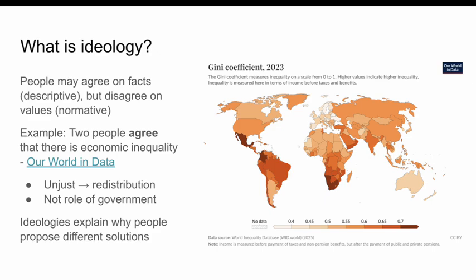Do we think that this is unjust and that the government should play a role in redistributing income or providing more social safety nets to people to reduce economic inequality? Or, some people might say, no, this is actually not the role of government. Government should not be involved in this, right? So ideologies can help us understand why people can agree on the same set of facts, the descriptive portion, but may decide that different actions need to be taken about those facts, the normative portion.